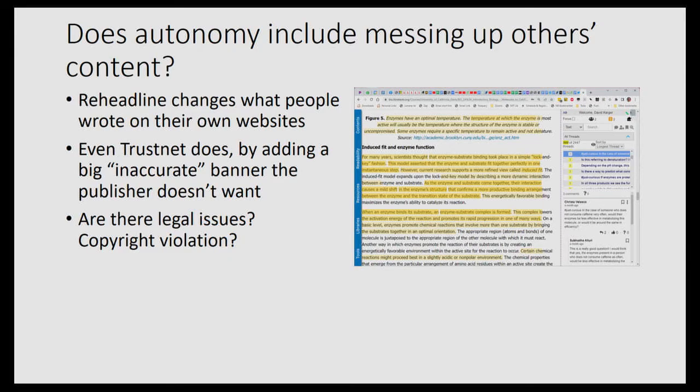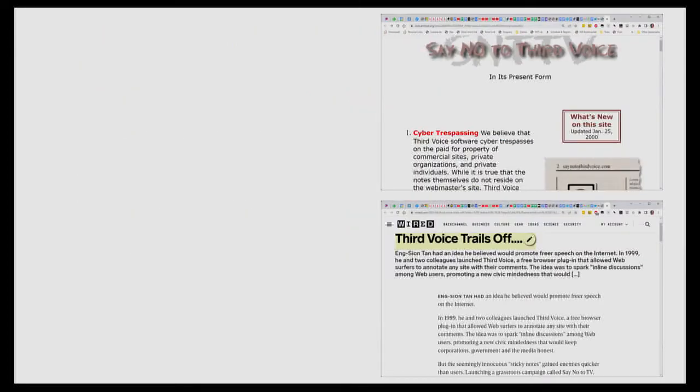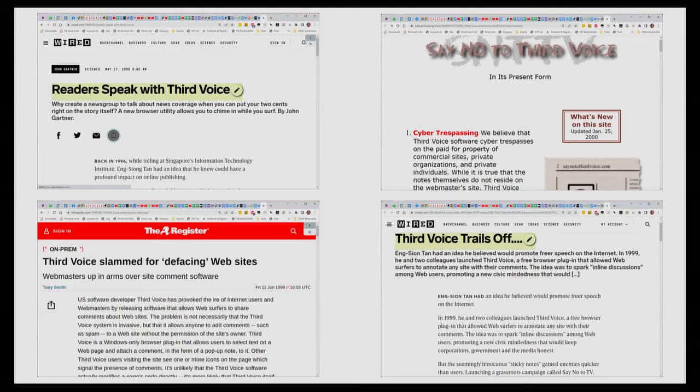Now, around the browser extension, and specifically the Reheadline platform, it's interesting to think about whether there are any issues with allowing people to mess up other people's web pages, right? So we've talked to some journalists and they're like, oh, well, I wouldn't want to change some other journalist's headline. That doesn't seem right. And in fact, years ago, there was a tool called Third Voice. That came about the same time as we started researching annotation, which allowed people to just put notes on arbitrary web pages. And I thought this was pretty cool.